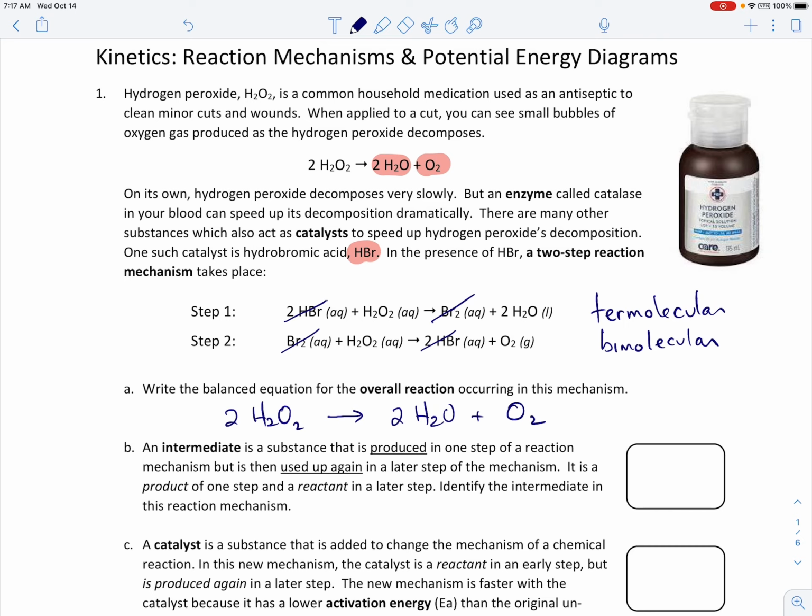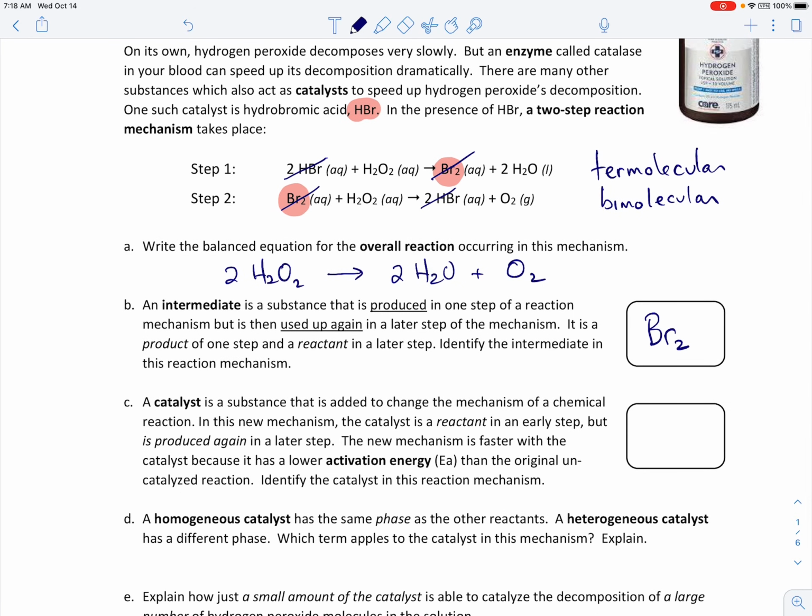Now, what is an intermediate? You remember that intermediates are products of one step, but then they're reactants in a later step of the reaction mechanism. Not necessarily the very next step, but later in the mechanism, they're a reactant. In a two-step mechanism, there'll be products of step 1, and there'll be reactants in step 2. So in the mechanism we see up above, bromine was produced in step 1, bromine was then used up as a reactant in step 2, so bromine is the intermediate product.